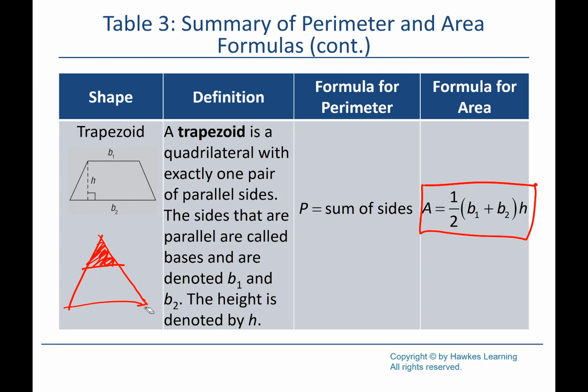So the formula here: the two parallel sides we call base 1 and base 2. It doesn't matter which one you call which. And then we have to have a vertical line for our height. Our formula says it's base 1 plus base 2 times the height, and we want half of that.